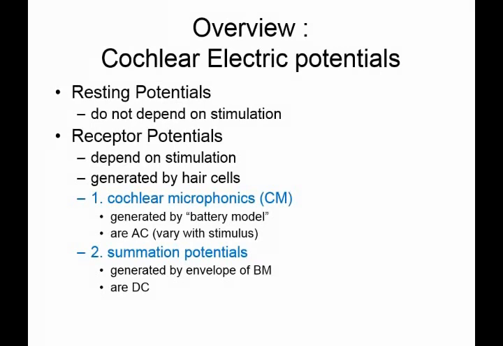So we've got basically two main chemicals that we need to remember: potassium in the scala media flowing into the hair cell, calcium flowing as a consequence of that, and then calcium leads to release of neurotransmitter. The third chemical is usually acetylcholine, which is then going in and leads to action potentials.